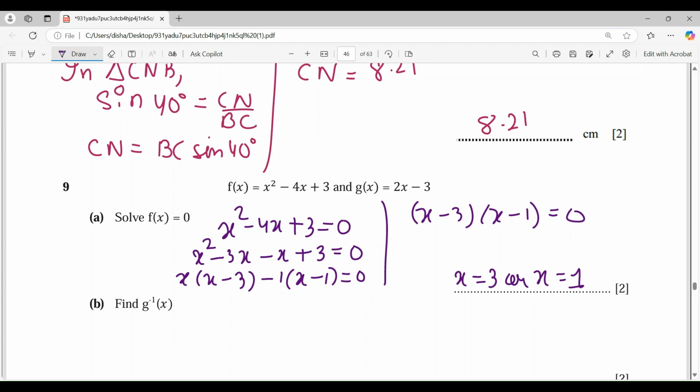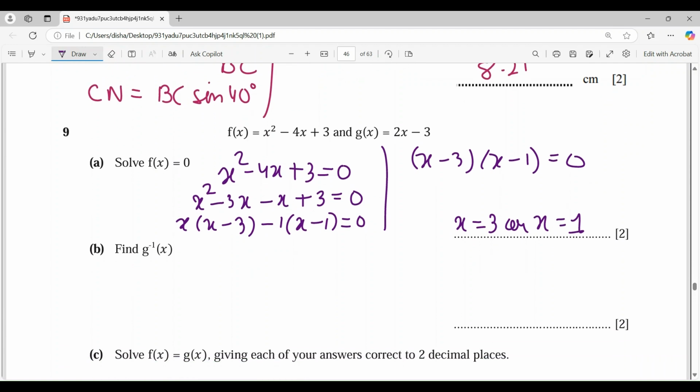Now next we have is find g inverse of x. Now to find g inverse of x we can write, y is equals to 2x minus 3. So I have to simply change the subject. So I can write x is equals to 2y minus 3. So therefore (x plus 3) upon 2 is equals to y.